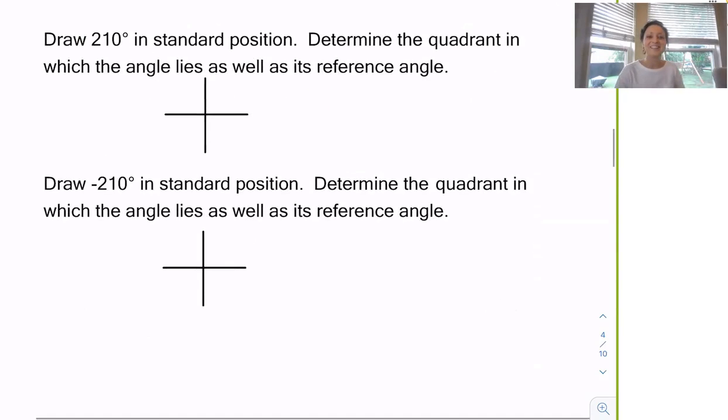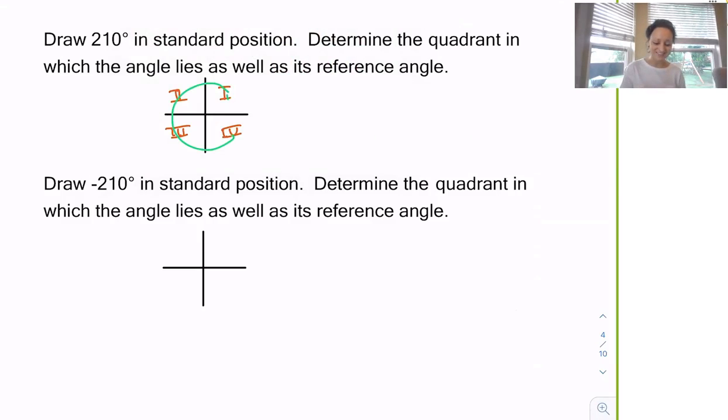All right, so let's try an example together. Can you draw a little xy axis in your notes? And let's draw 210 in standard position and determine the quadrant where the angle lies as well as the reference angle. And just if you need a little reminder, remember we go quadrant 1, 2, 3, and 4. In other words, we go C for correct, right? Okay. All right, so 210 degrees, that's a positive angle.